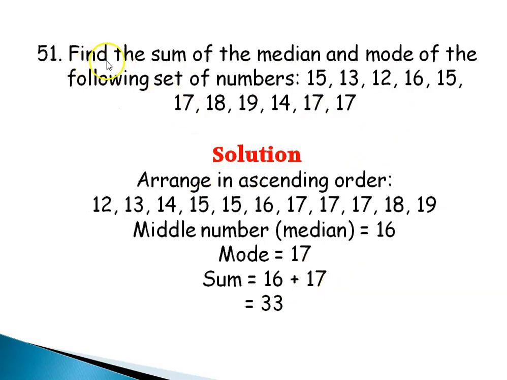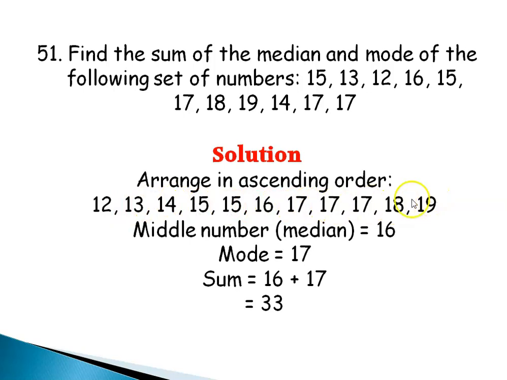Question 51. Find the sum of the median and the mode of the following sets of numbers: 15, 13, 12, 16, 15, 17, 18, 19, 14, 17, 17. Alright, so first of all, let's arrange in ascending order. We have 12, 13, 14, 15, 15, 16, 17, 17, 17, 18, 19. If you look at this, how many do we have? 1, 2, 3, 4, 5, 6, 7, 8, 9, 10, 11.